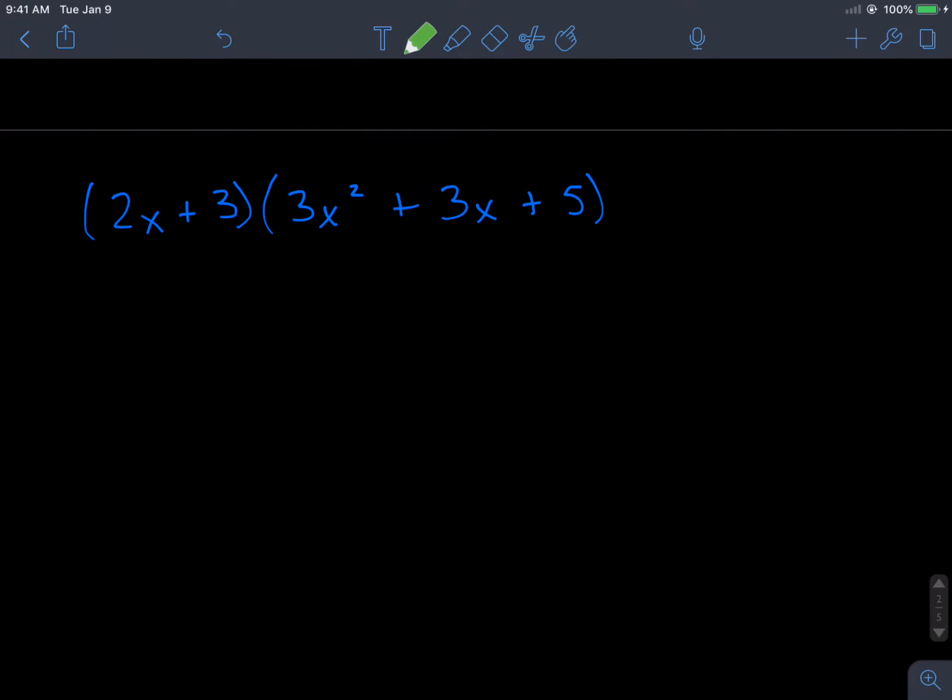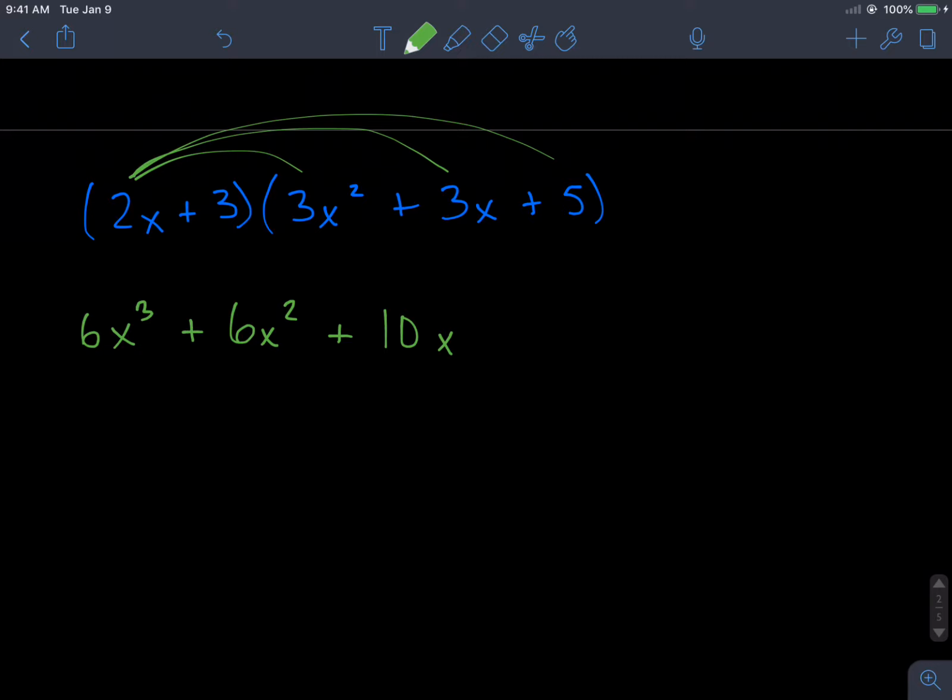So here we have 2x plus 3 times 3x squared plus 3x plus 5. Okay, so we're going to do the same thing that we've done before and take the first term and distribute it to each of the ones in the second term. Okay, so we would do 2x times 3x squared. That gives us 6x cubed. We send 2x to the middle. So 2x times 3x gives us 6x squared. And then we send 2x to the last term, so 2x times 5 is 10x.